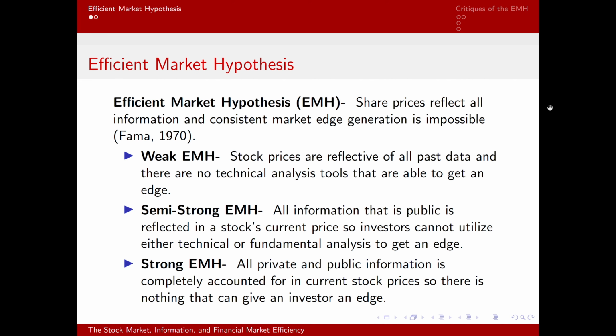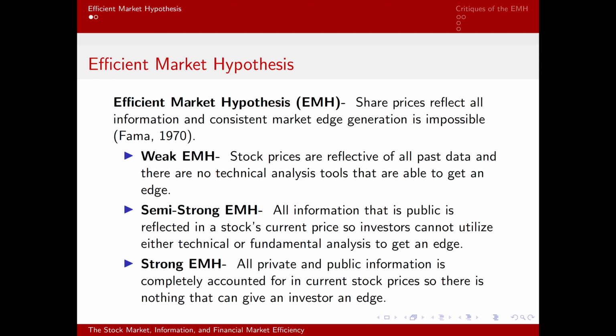So, the efficient market hypothesis just says that share prices reflect all information and consistent market edge generation is impossible. So, let's translate what that means. That basically says that a current stock's price reflects what information is available. And so it is impossible to consistently predict stock market movement better than how the market as a whole can predict it. And so that's what we mean as an edge.